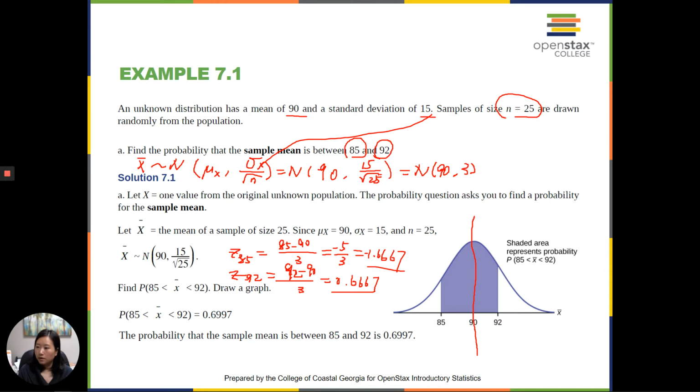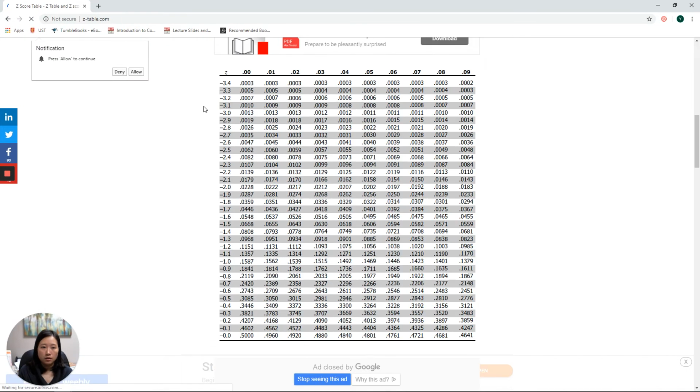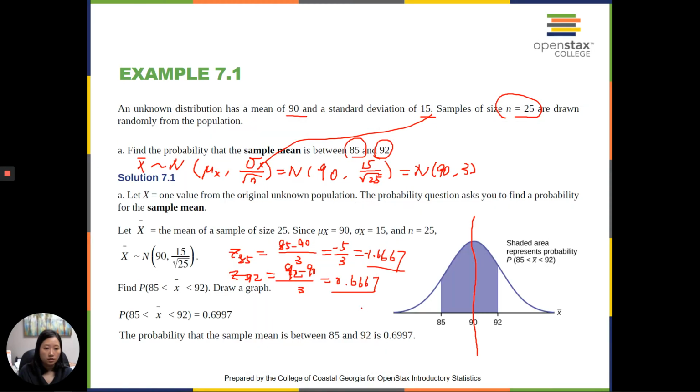All right, so negative 1.66, this one, the 1.67, so somewhere between 0.485 and 0.475. So it's approximately equal to 0.480.